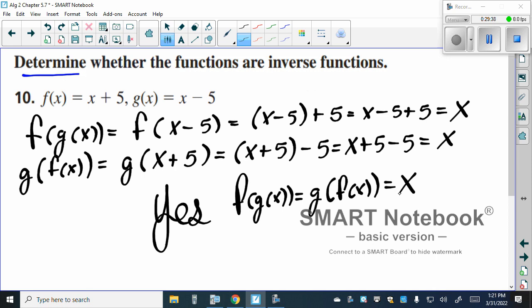Any questions on any of this here? Last problem of the day, if there's no questions.